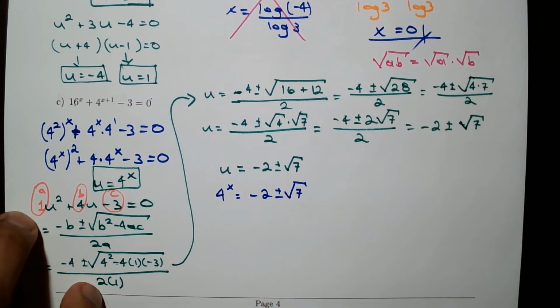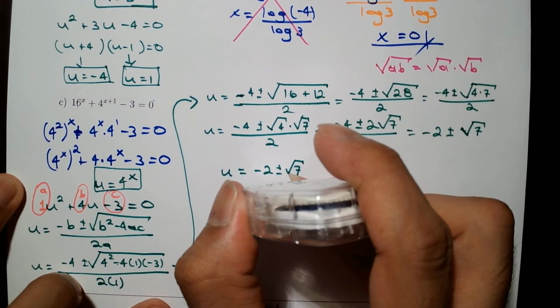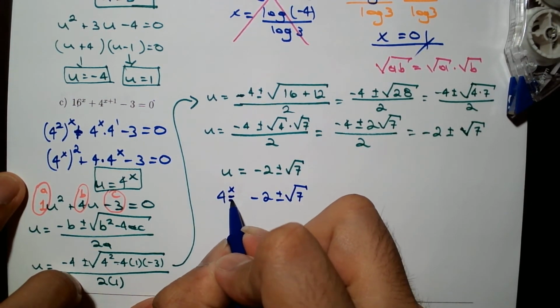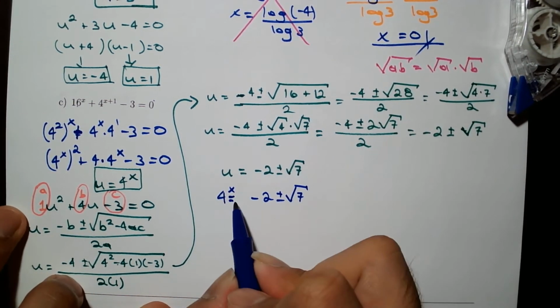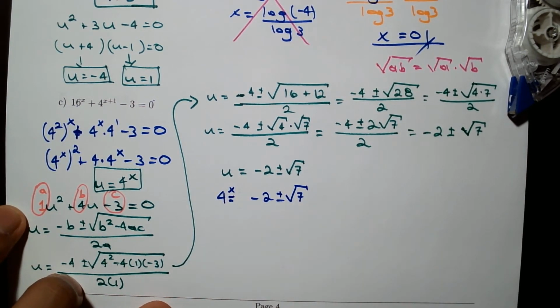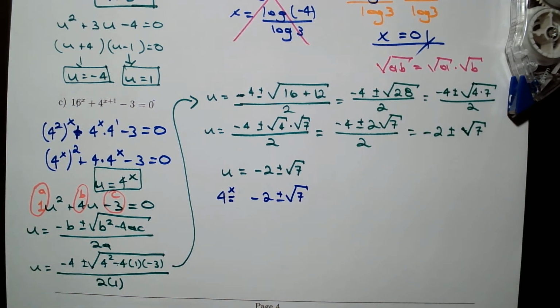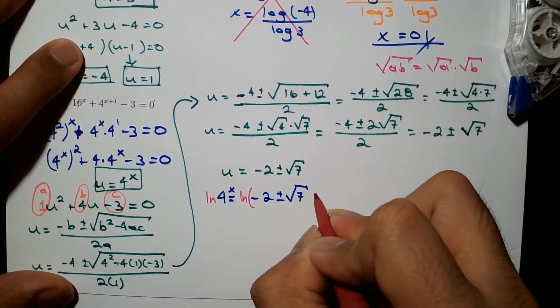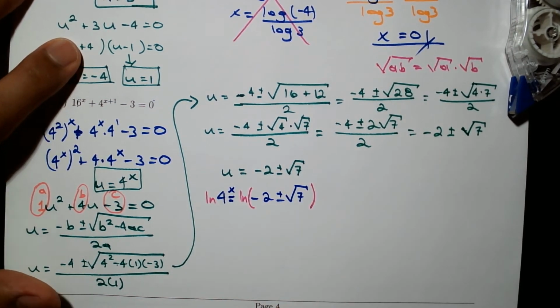Alright, and when we do that, we need to get x by itself. How do we get x by itself? Well, by getting rid of the exponential, we do that by doing the inverse of the exponential, which in this case you could do ln, or you could also do log base 4. However, in this case, I'm going to do ln of this whole thing.